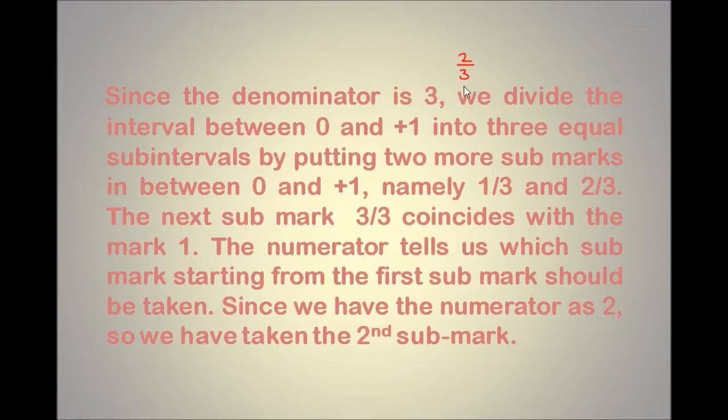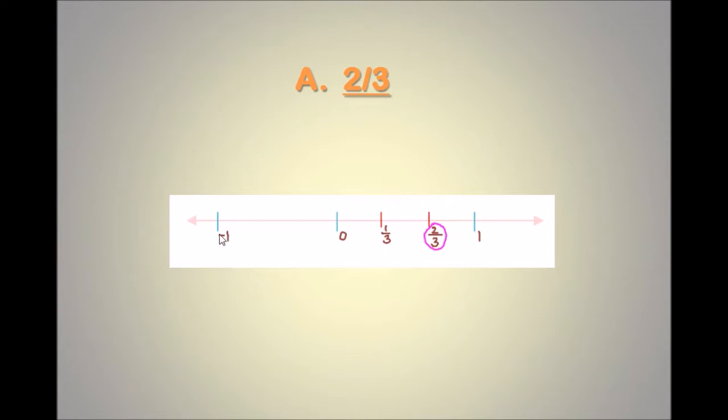Since the denominator is 3, we divide this interval between 0 and plus 1 into 3 equal subintervals. How? By putting 2 more submarks in between 0 and plus 1, namely 1 by 3 and 2 by 3. Let us go to the number line part.